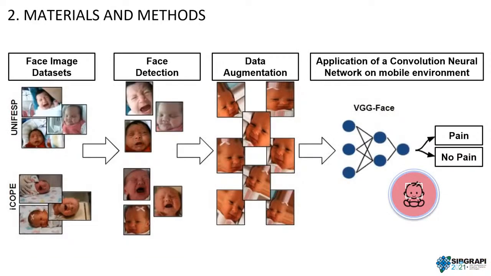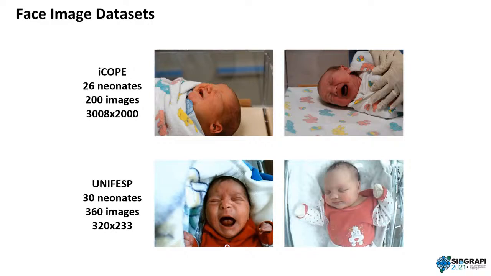Materials and methods can be briefly described in the following steps. Firstly, we collect our data from two face image datasets. Then we apply a facial detection algorithm and use the data augmentation technique on those images. Finally, we adapt a convolutional neural network to be used on a mobile environment. We use two face image datasets. The ICOPE has 200 images from 26 neonates, and the UNIFASP has 360 images from 30 neonates.